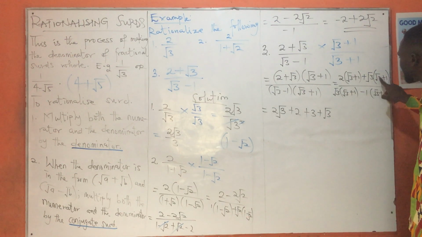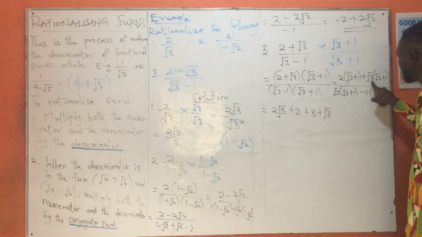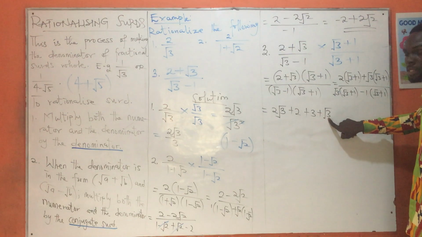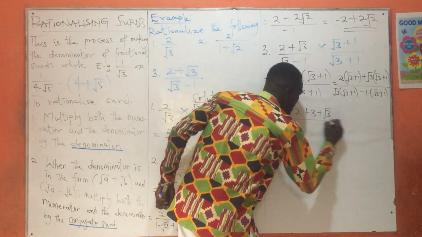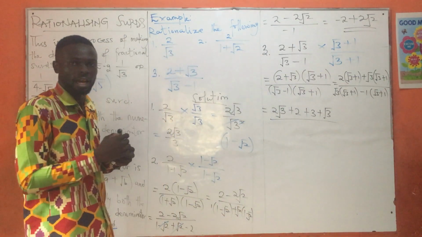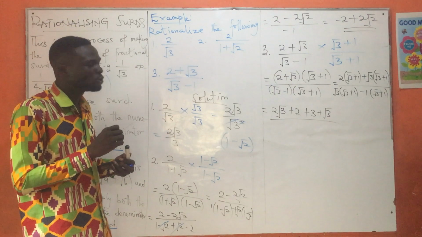Now root 3 times root 3 is what? Is 3. And root 3 times 1 is root 3. So we've dealt with the numerator. Now let's deal with the denominator and see. In the denominator, we are going to do something.